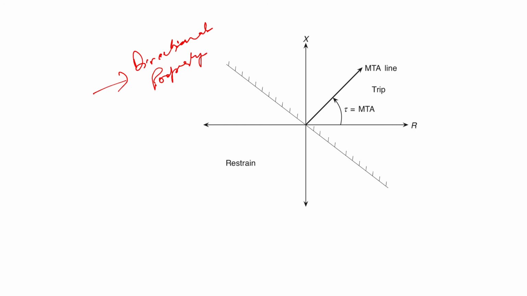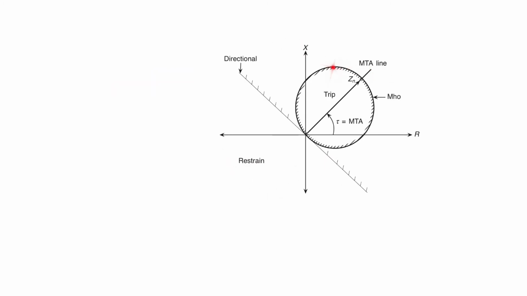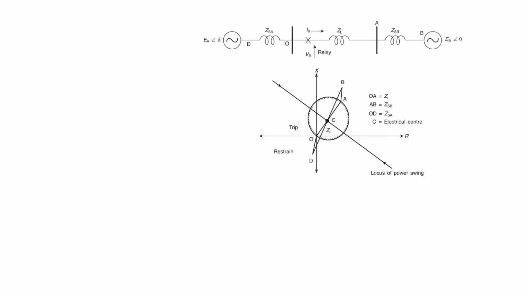So the addition of the voltage restraint to the directional relay causes the radius to take a finite value and collapse into a circle with a diameter equal to Zn. So the Moore relay very much possesses the directional property which makes it so useful. This is the directional property exhibited by the Moore relay, that it will trip only in one direction.